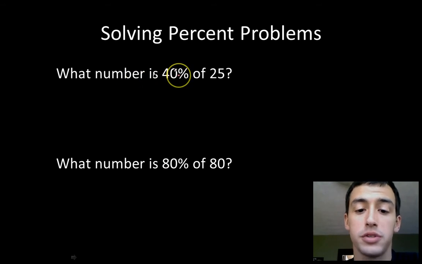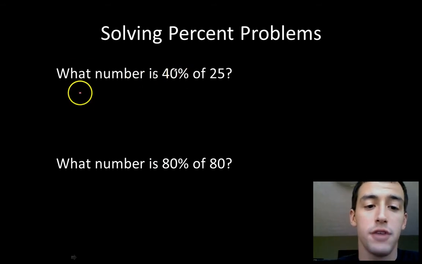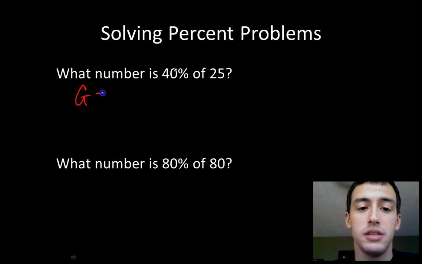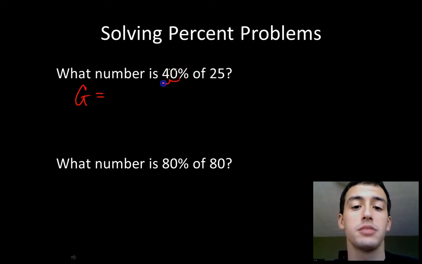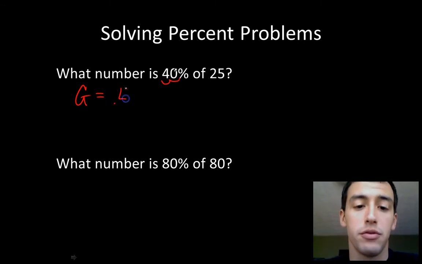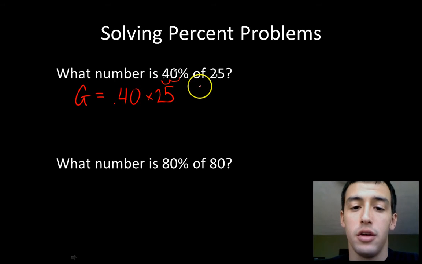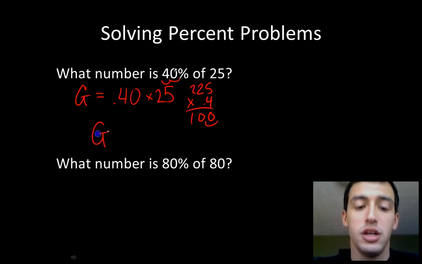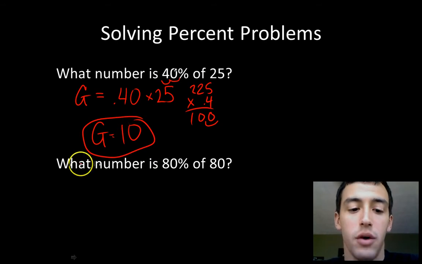Let's do a new problem. What number is 40% of 25? What number is a variable, G. Is means equals. 40%, move that decimal over twice because we divide by 100, is 0.40. Of means to multiply, 25. So 25 times 0.4 or 0.40, they're the same thing. 4 times 25 is 100. Move that decimal over once and you get G equal to 10. Done.